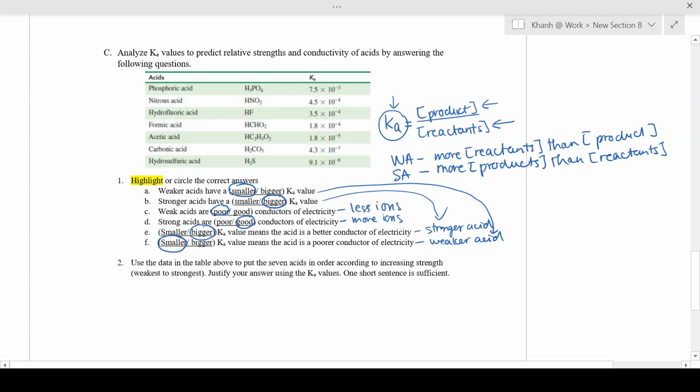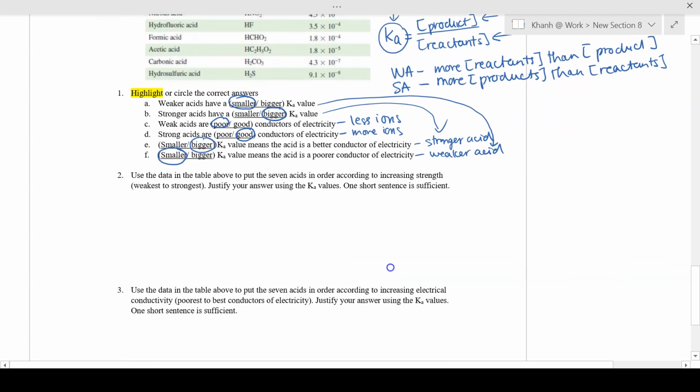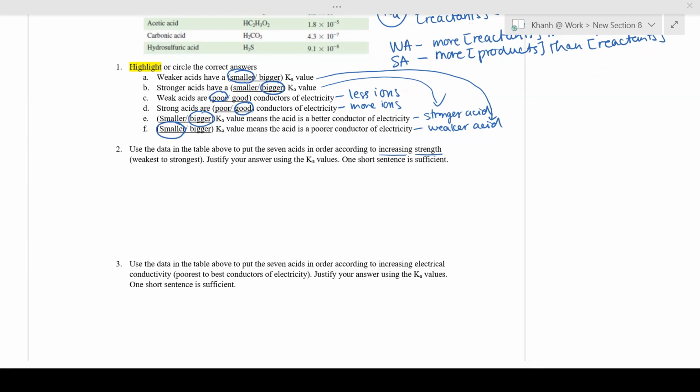Now, knowing these relationships between your Ka value, the strength of the acid, and also how well the acid conducts electricity, go ahead and analyze these numbers up here and then do your ranking for number 2, which is asking for increasing strength, going from weakest to strongest, and then number 3 is where it asks you to rank in terms of increasing electrical conductivity, meaning the worst conductor to the best conductor of electricity.